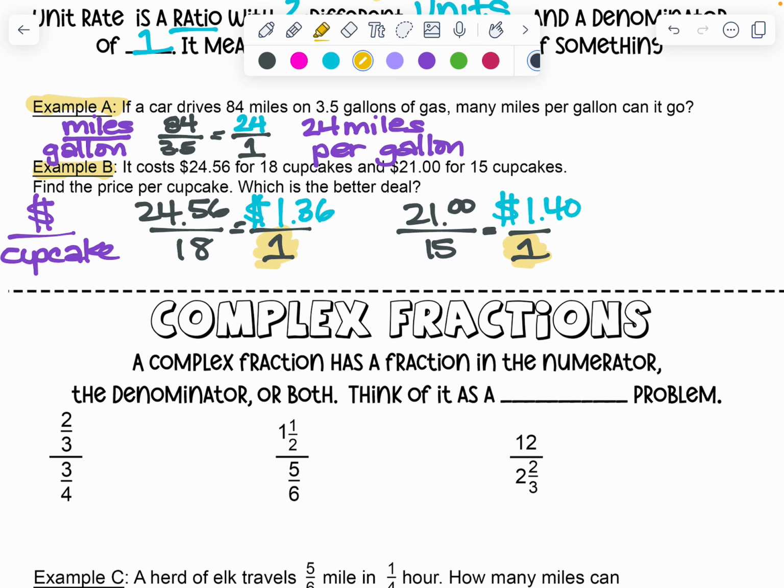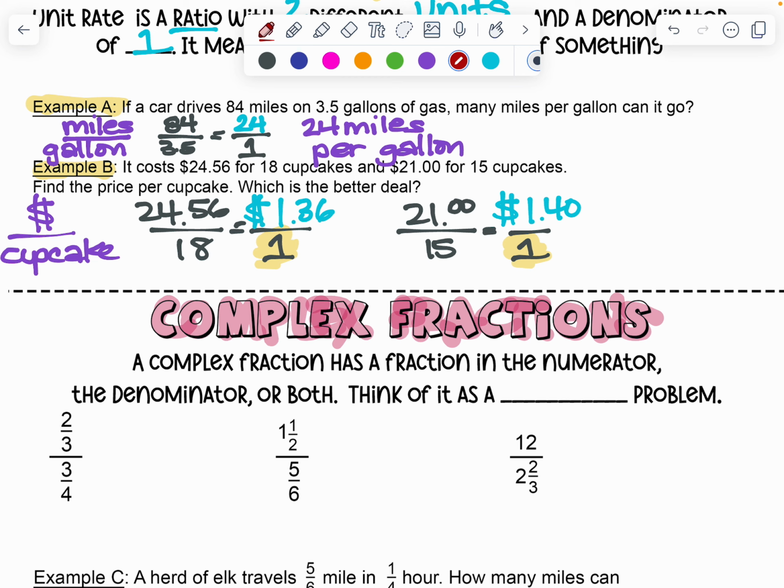Now the next thing we're going to do are called complex fractions. It's very similar to what we were doing before. We had decimals in our fraction. This time we're actually going to have fractions in our fraction. I know, that sounds crazy. Let's highlight complex fractions. This is going to be a fraction within a fraction. A complex fraction has a fraction in the numerator, the denominator, or both.